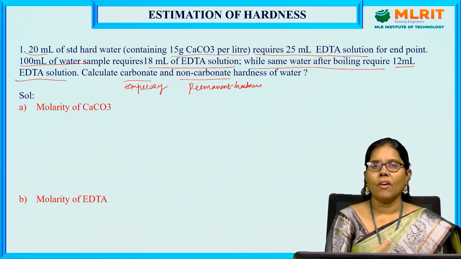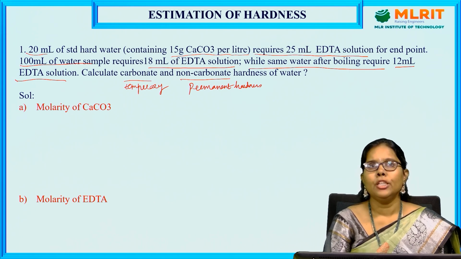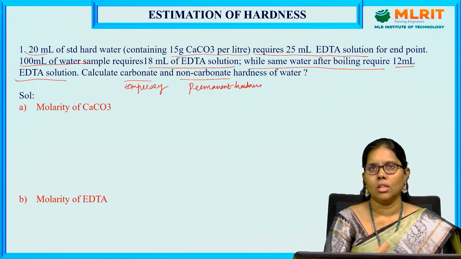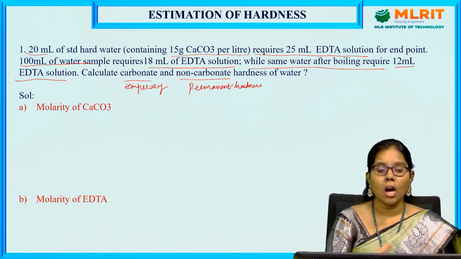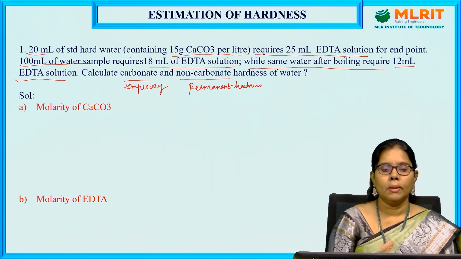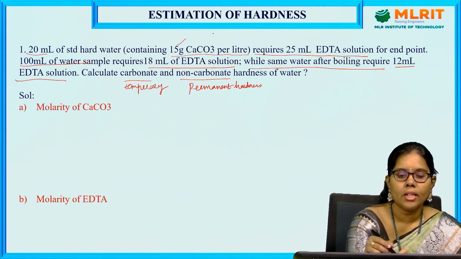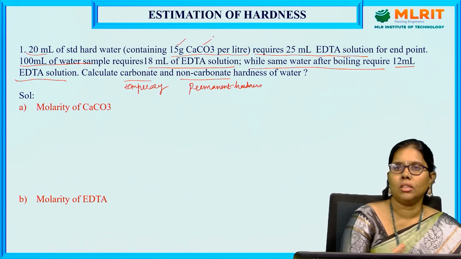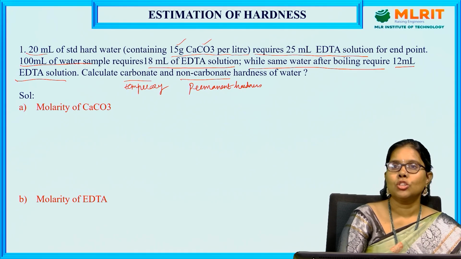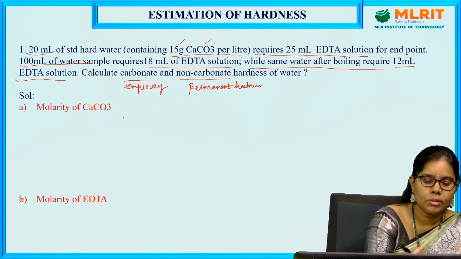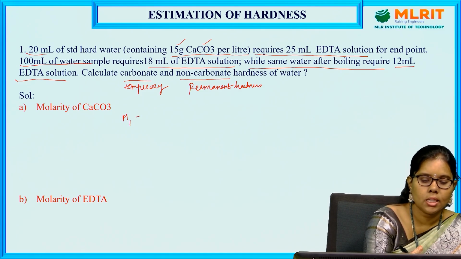Before that, what do we require? In order to do the titration between the standard hard water and the EDTA, we require molarities and volumes. So let us take M1 as the molarity of standard hard water. Have they given the value? No. But they have given a hint, it contains 15 grams of CaCO3 per liter. So we have to find out the molarity of CaCO3. Let us call this M1.